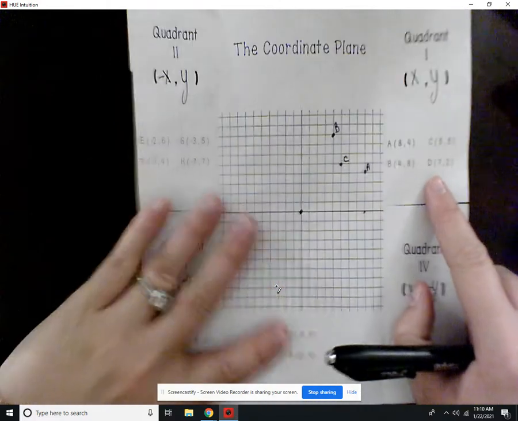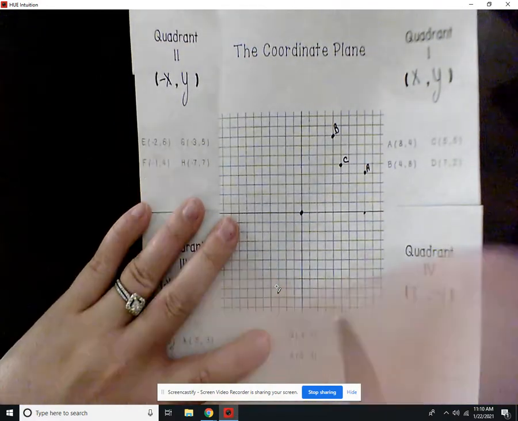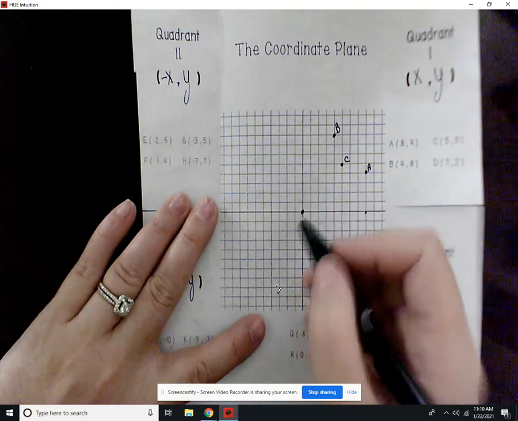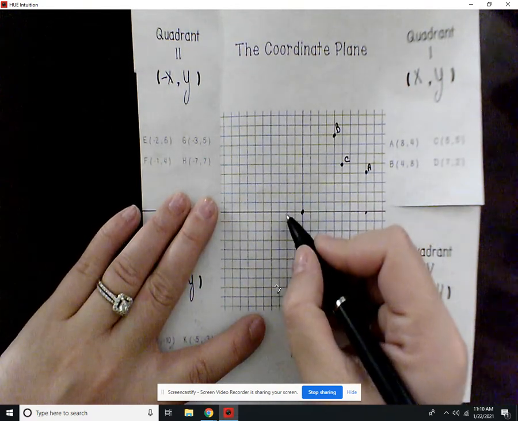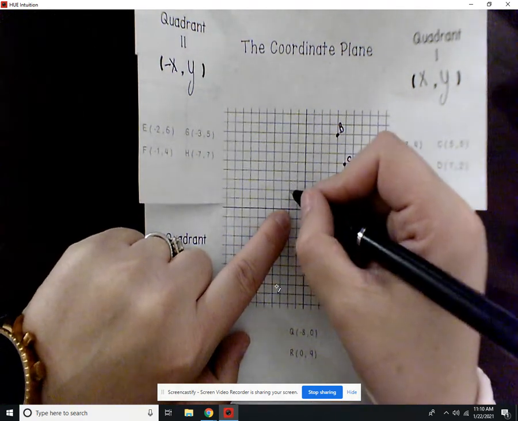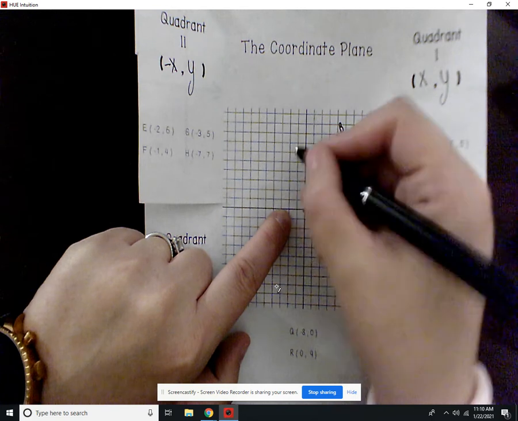All right, so next is quadrant 2. Negative 2, 6. Again, start in the center. We go left or right first, and then up or down second. So we're going to go left negative 2: 1, 2, and then 6 is positive, so we're going to go up 6: 1, 2, 3, 4, 5, 6.